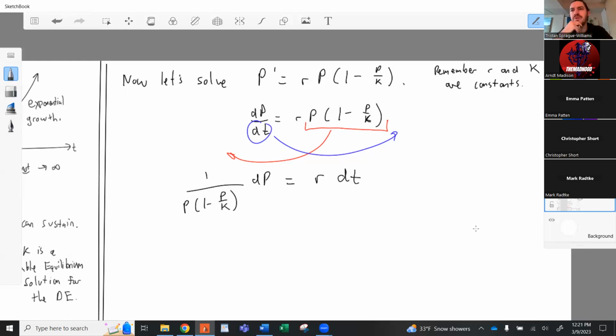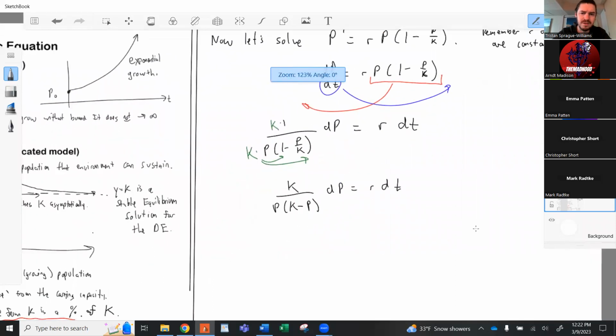Now we're going to integrate both sides, right? We've sort of separated, now we're going to integrate. But actually, before we integrate, there's a couple of steps that we can do to make the left side easier to integrate. So first of all, I'm going to multiply by k in the numerator and denominator. When I distribute that multiplication through that subtraction, it's going to cancel out the k in the denominator. So we're going to get k over p times k minus p. So that's the first thing I'm going to do.